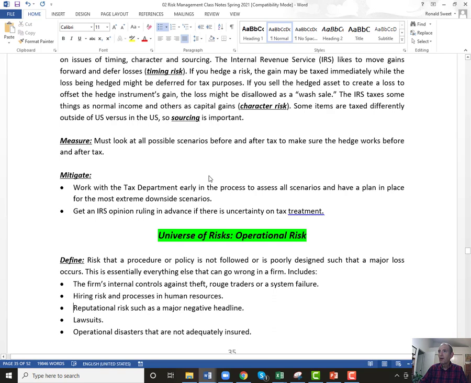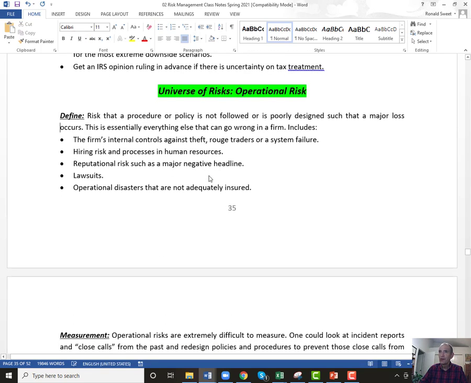All right, let's talk about operational risk. This is a huge one, and it's really beyond the scope of what we can handle in this class. You could do several classes, because operational risk is essentially everything else. So it's the risk that a procedure or a policy is not followed. Just something bad happens with the firm that's not, you know, interest rate risk, price risk, liquidity risk, credit risk. It's anything other than all the things we've already talked about. So it's everything else that can go wrong with the firm.